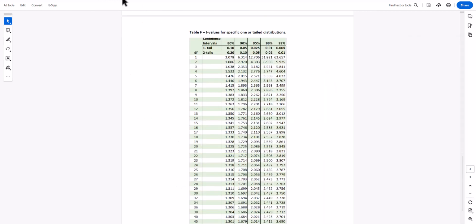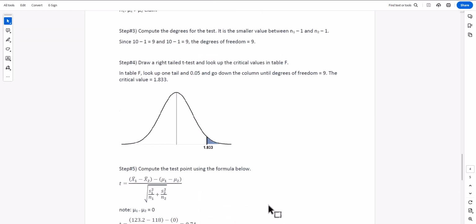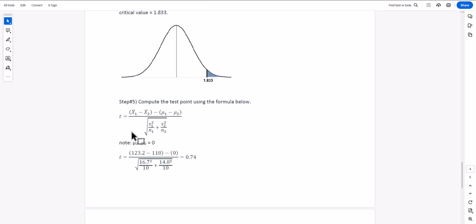Let's look up our values. So one tail 0.05, go down to 9. 1.833, that is the critical value. Our test point formula is provided here. It's the difference in the sample means minus the difference in the population means, which is 0 because H naught is that the two means are equal, divided by our standard error. So we plug our information into the formula and we end up calculating 0.74.